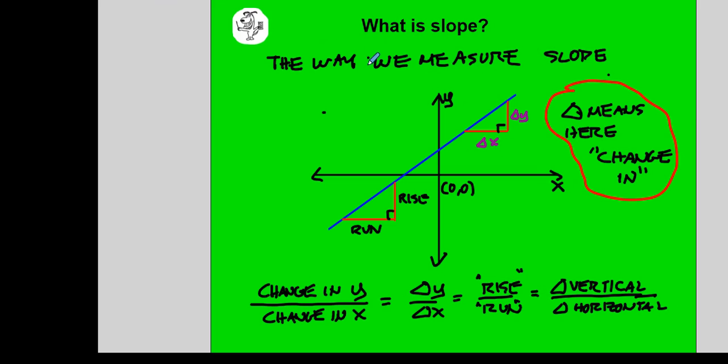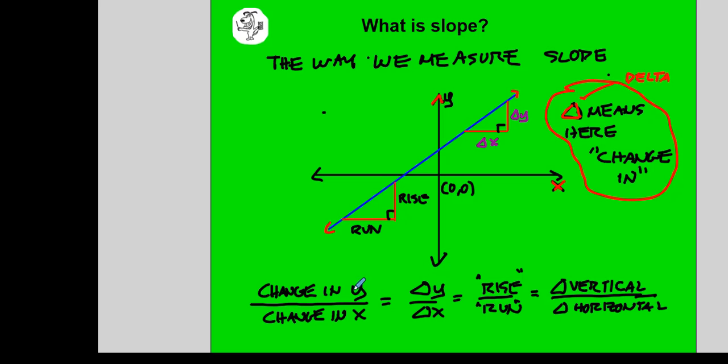So what is slope? The way we measure slope, and right now the triangle means change in, it's pronounced delta. So delta means change in right now. So here is some line or line segment. Slope we say is the change in y over the change in x. Here's the xy axis. So we can draw a right triangle under the line or line segment, and we measure the change in y with respect to x. We also call it rise to run.